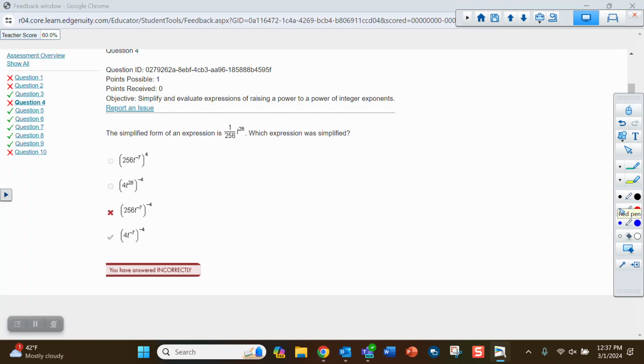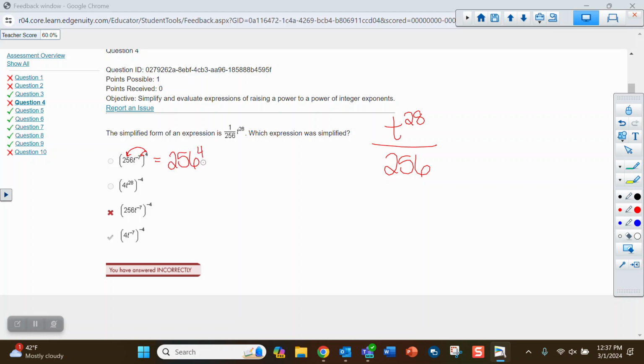Number 4 says that the simplified form of an expression is 1 over 256 t to the 28th. Which expression was simplified? This can also be written, and it's really a preference of mine, as t to the 28th over 256, and you're going to see in a minute why I like this a little bit better. So we're just going to move through this. This says everything gets the 4th power. Remember, when you have a product inside being raised to a power, everything gets the power.